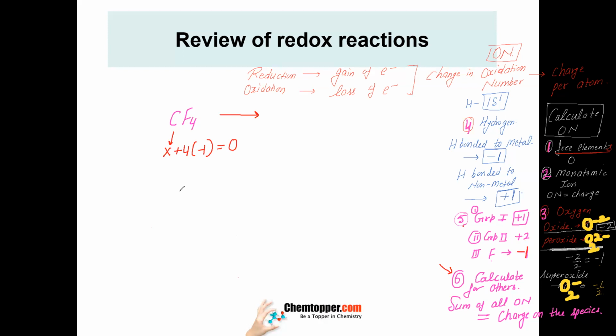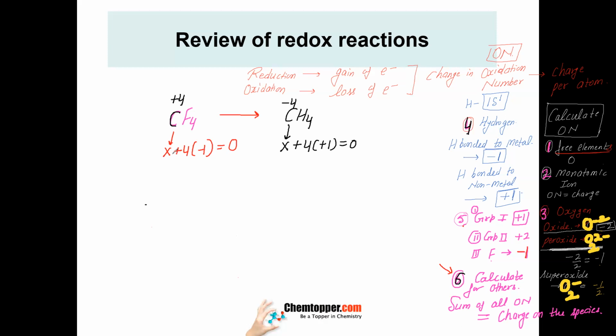What's the oxidation number of carbon? It is +4. Very good, Sanjana. And if this CF4 is converted into CH4, can you use the rules? Rule number 4, rule number 6. Can you calculate the oxidation number of carbon? Again, you can assume it as X, and there are 4 hydrogens. Very good, very fast. The charge is 0, so it is -4.